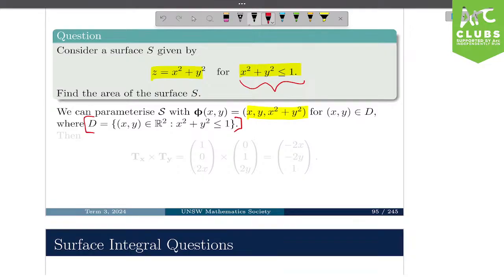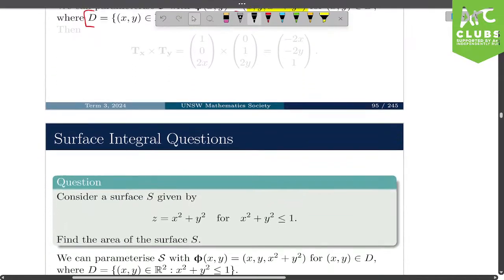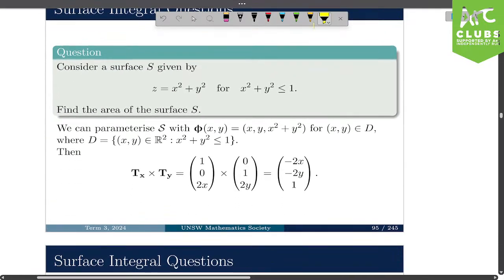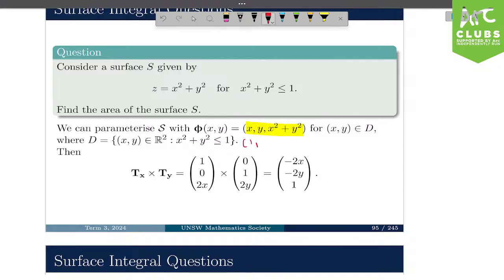Okay, so now we need to compute the normal vector. So we take partial derivatives with respect to x and y. With respect to x, we'd get (1, 0, 2x), and with respect to y, we'd get (0, 1, 2y), which is this and this. Now, taking the cross product, we get negative 2x, 0 minus 2y, and then 1 minus 0. It's a bit of a mess there, but we're just computing the cross product. And this is our resulting vector, the normal vector to the surface.